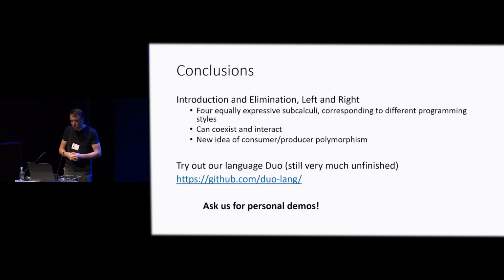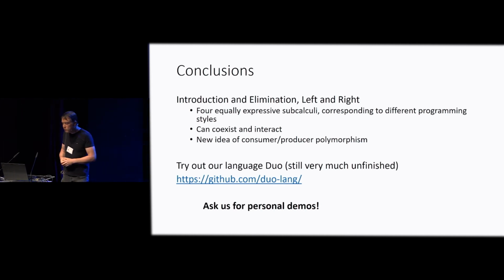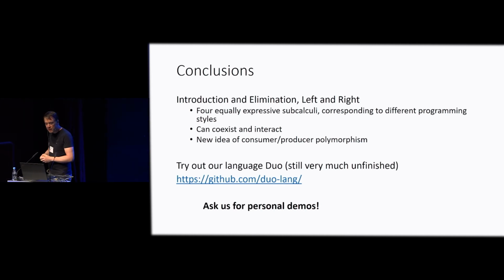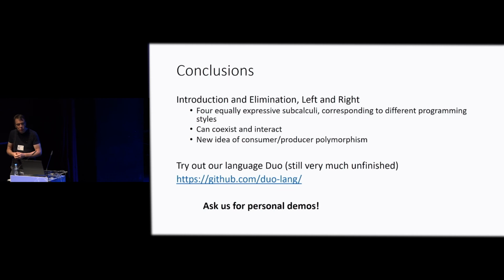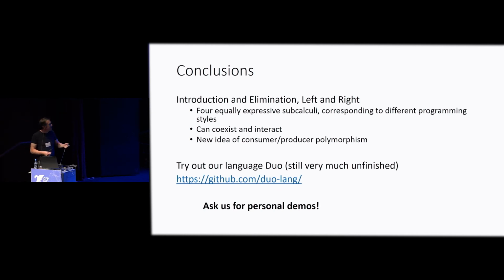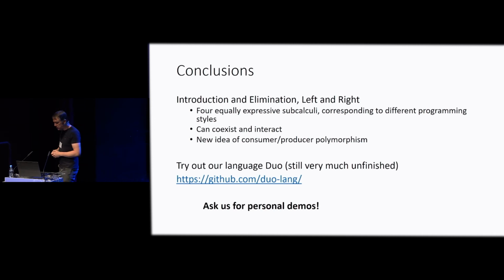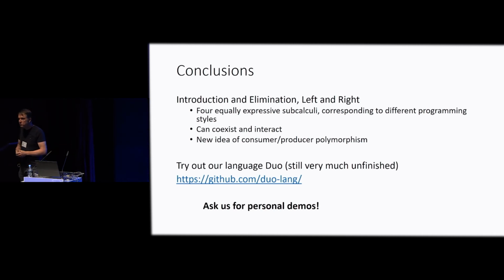Okay, so let me conclude. We have identified these four equally expressive subcalculi corresponding to different programming styles. We have shown that they can coexist and interact, and we have proposed this new idea of consumer-producer polymorphism. You can try out our language Duo, which is very much unfinished, but if you still want to try, this is the URL. A better idea would be to ask us at the conference for personal demos.